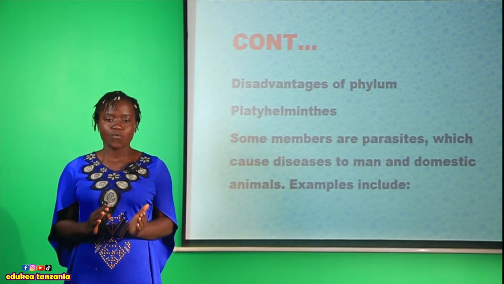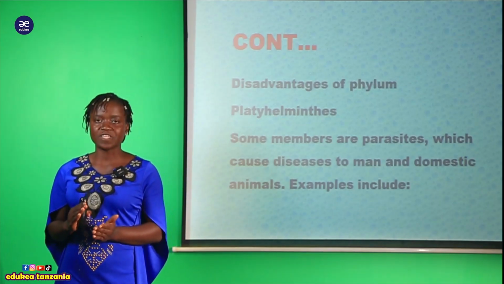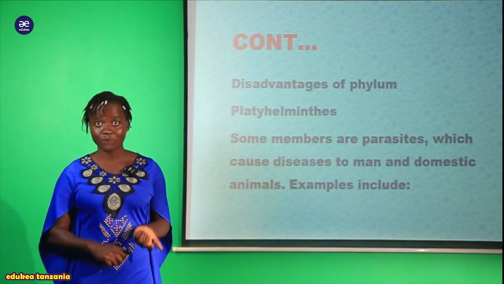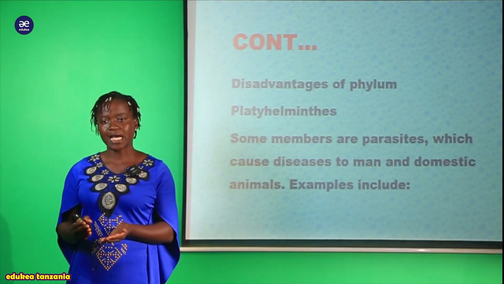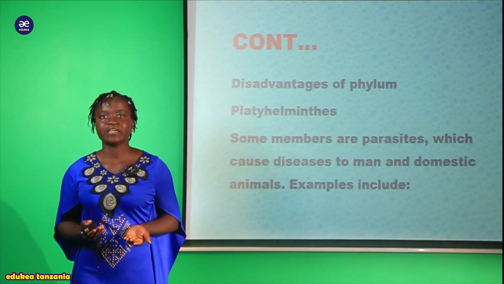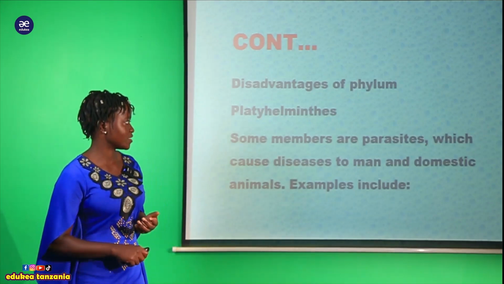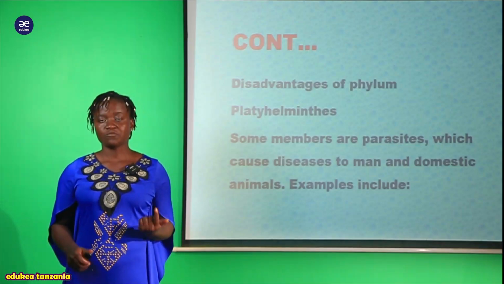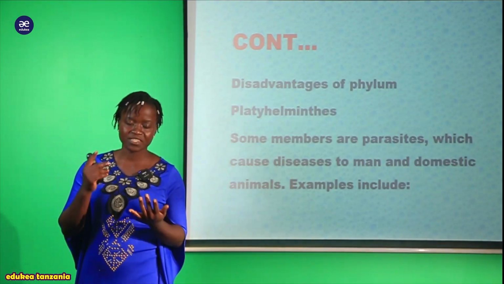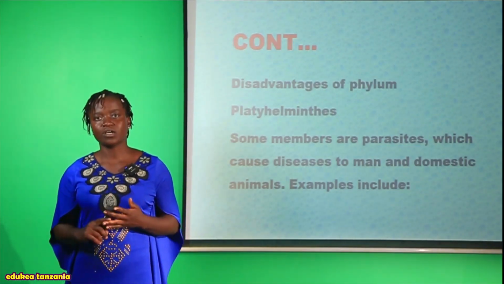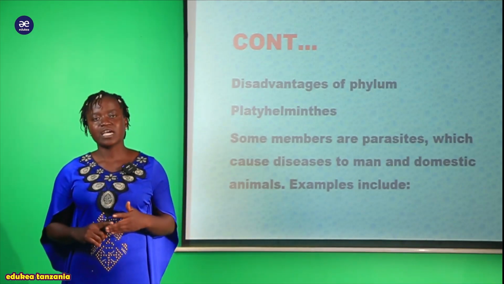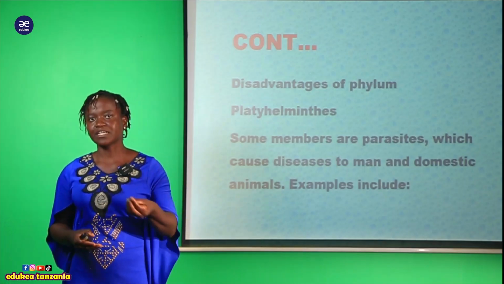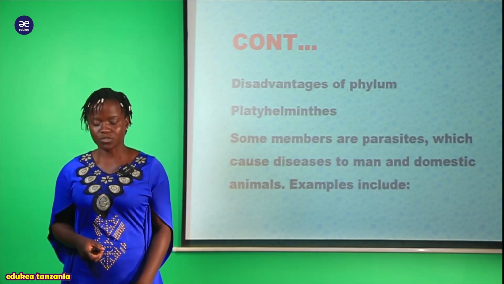So here, my student, we are going to discuss the disadvantages of these Platyhelminthes, the organisms which are living in a parasitic mode. So tunaenda kuangalia hawa organism wanasababisha magonjwa gani kwenye the host organism. Here we are talking about man, the human being, and also the domestic animals. Domestic animals here we are including the cow, the dog, the pig, and different kinds of organisms. So how do these organisms bring effect or diseases to those organisms?